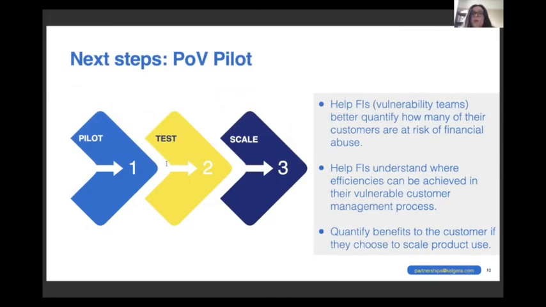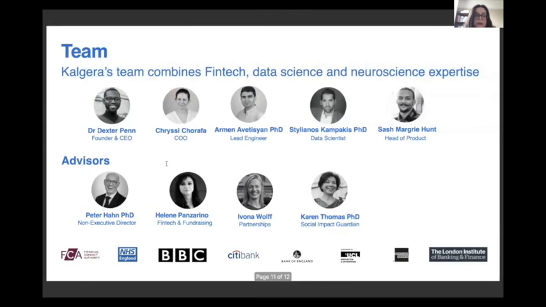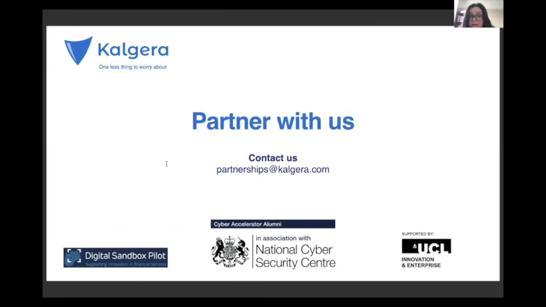Now, our next step is to do proof of value pilots with financial institutions to help them better quantify how many of their customers are at risk of financial abuse, help them understand where efficiencies can be achieved in the vulnerable customer management process, and also quantify the benefits so that they can choose if they wish to scale up with our product. Our experienced team is here to help you manage this process, and we enable financial institutions to be more sophisticated to define, identify, and support their vulnerable customers. This is a win both for customers and financial institutions, and we believe now is the time to take concerted action. I'd like to ask you to get in touch at partnerships@kalgera.com.